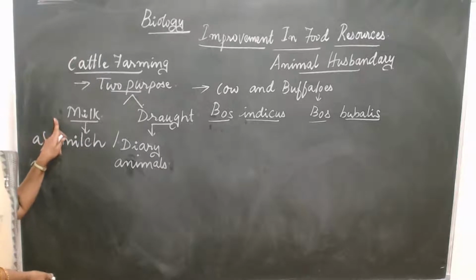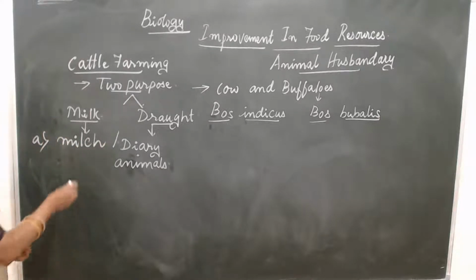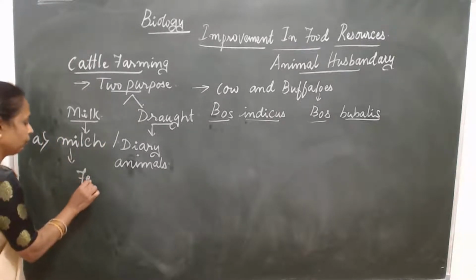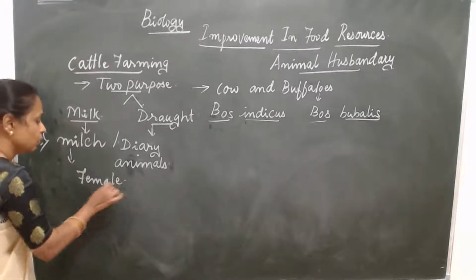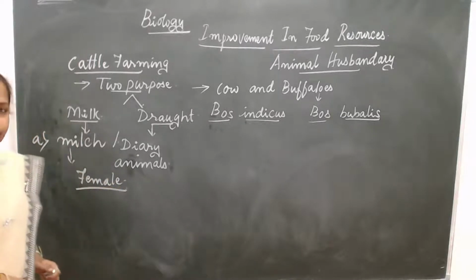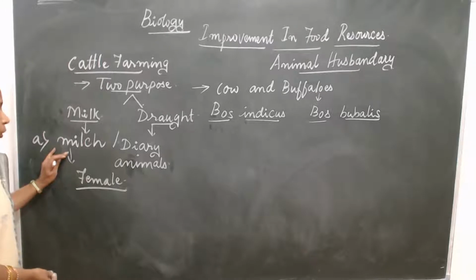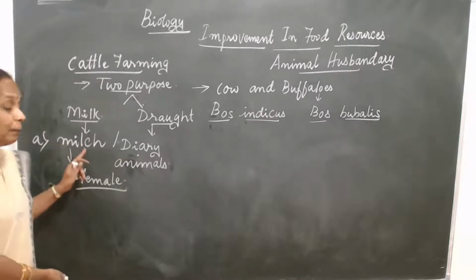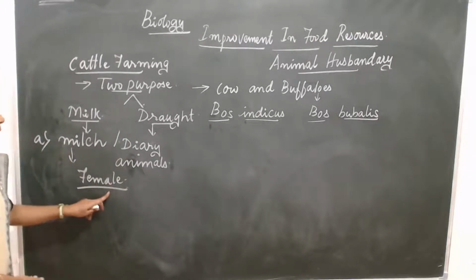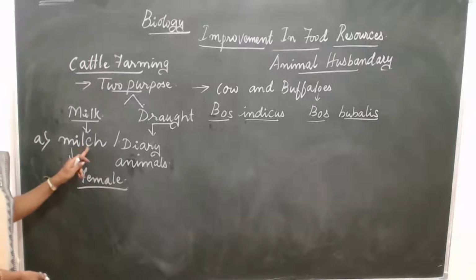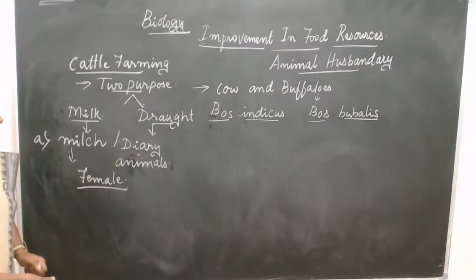So milk producing animals are called milch animals, and here you need to keep in mind that the female has the capacity of producing milk. The word you are going to define: what are milch animals? Milch animals means the females which produce milk. They are also called dairy animals.